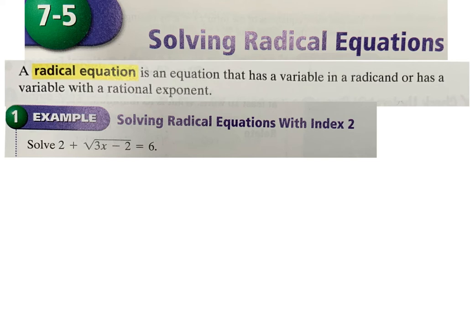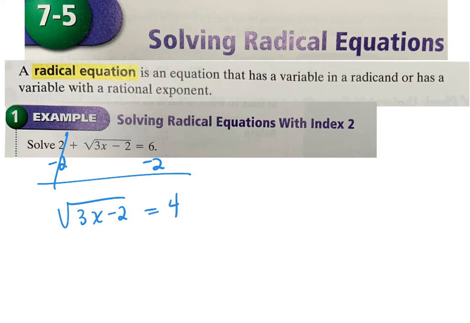Just like anything else, when you're solving, you want to get it by itself. So if I'm looking at this, I have the square root of 3x minus 2 in a radical, right? And so I really want to get rid of everything that is not in the radical first, so that I can then deal with the radical itself. So the first thing I'm going to do is subtract that 2 from both sides, so that I have this radical by itself. Square root of 3x minus 2 on this side, 4 on that side.